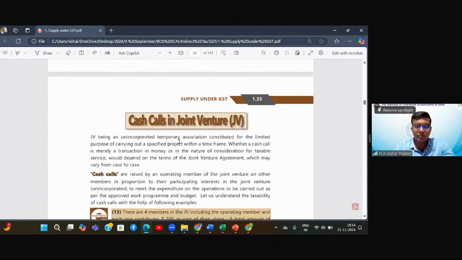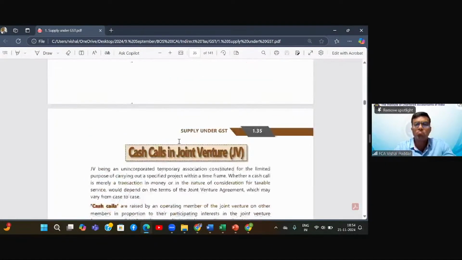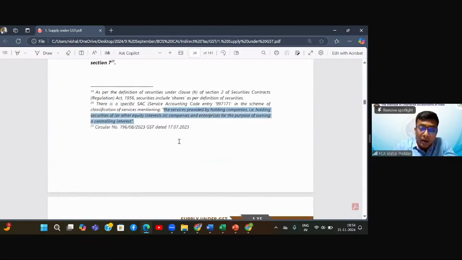Sir, here it talks about service by the holding company to the subsidiary. What is that? I didn't understand. Will there be a service tax? I also have never understood this. That's why I'm saying I also fail to understand what is the service.